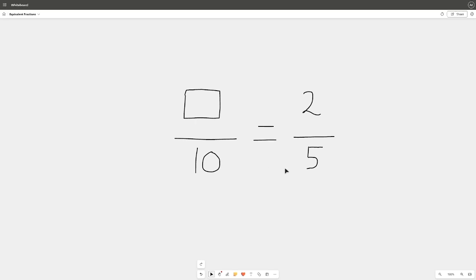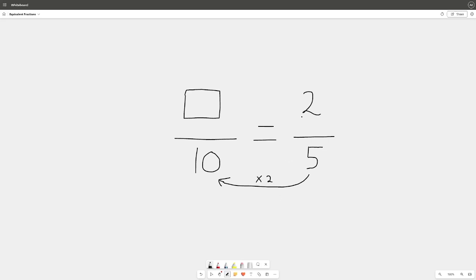So we ask ourselves, what did we do to the right number, part of the fraction that we know, to get to the left number? So what did we do to the 5 to get to the 10? Now pause the video and think about it. And then, what do you think? If you answered that you multiply by 2, you are correct. You multiply the 5 by 2 to get to the 10.